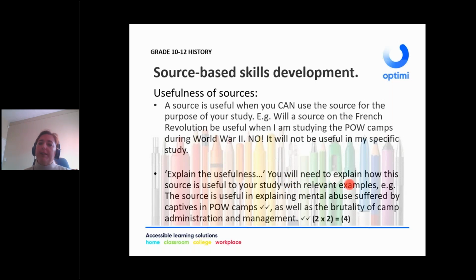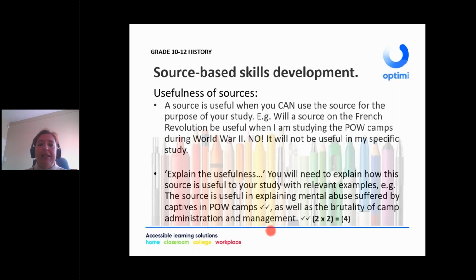So you will need to explain the usefulness of the source with relevant examples from the sources that you have used. For example, the source is useful in explaining mental abuse suffered by captives in POW camps, as well as the brutality of camp administration and management. So in this question, the mark allocation is 2 times 2 equals 4.